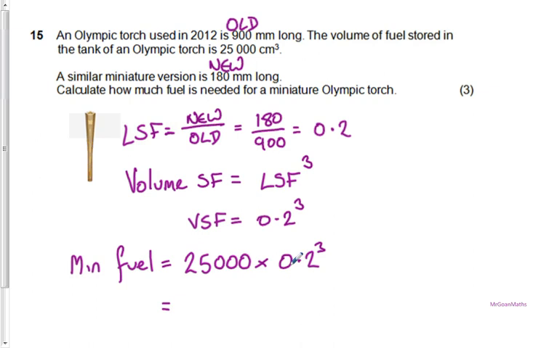25,000 multiplied by 0.2, and you want to use the y to the power x button, or it may look like an up arrow on your calculator, to add in that that is cubed, not squared, giving us a final answer of 200 centimeters cubed. The key to this question is working out the relationship there between our linear scale factor and our volume scale factor. Between them is area scale factor, remember, which is the linear scale factor squared. Now I hope this has been helpful, and good luck with your relationships module.